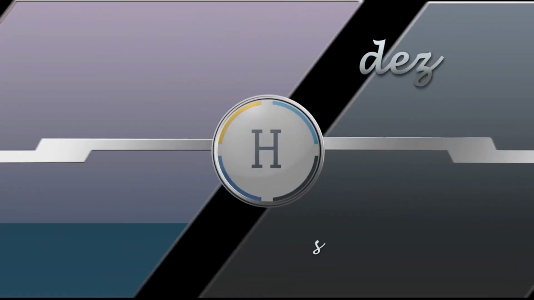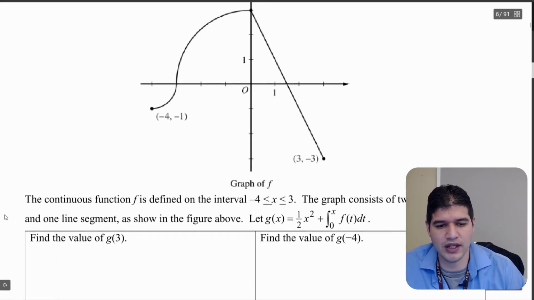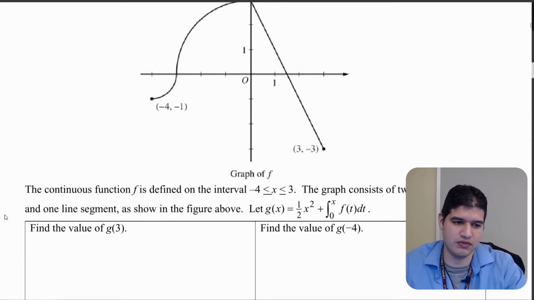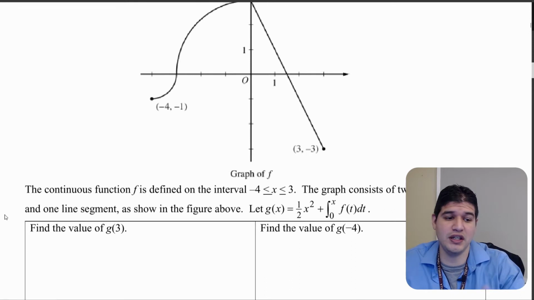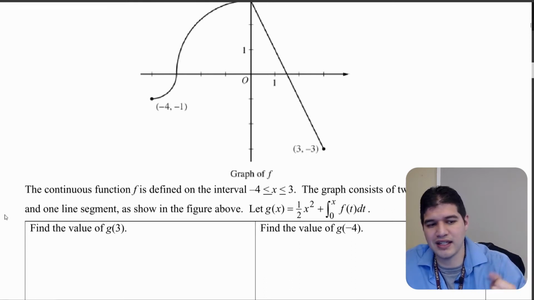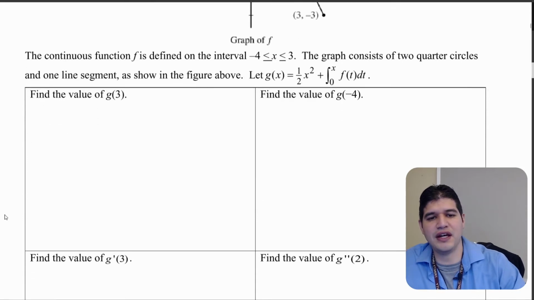All right, so in this problem, we're going to be given a graph. We know it's a continuous function defined from -4 to 3. We have a function g of x, and part of that function is an integral from 0 to x of f of t dt. So what I want to do is first find the value of g of 3.